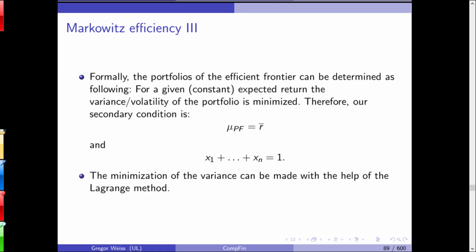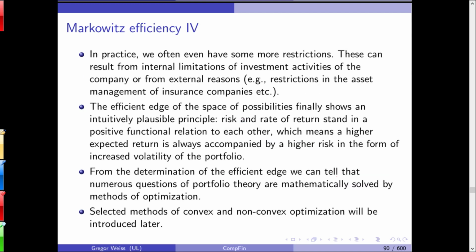Now let's look at this formally. Portfolios of the efficient frontier can be determined as follows. For a given constant expected return, the volatility of the portfolio is minimized. So we are looking at the secondary condition that, given a constant portfolio return and given the requirement that all the weights add up to 1, we need to minimize portfolio variance. And the minimization can be done with the help of the Lagrange method. Is everyone familiar with the Lagrange method? Yeah? Okay.